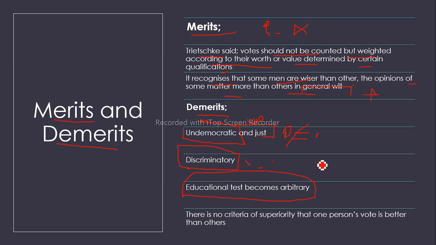So if you carry out an education test, it has usually been said by a philosopher that most of the people will fail that test even though they are educated, because people are not so rational, they're not so intelligent. So it's hard to ascertain the value of the education of the people. And the last thing is that there's no criteria of superiority, that one person's vote is better than others. So there's no criteria that my vote and the candidate I chose is better for my government than the candidate whom my fellow chose. So there is no such criteria.